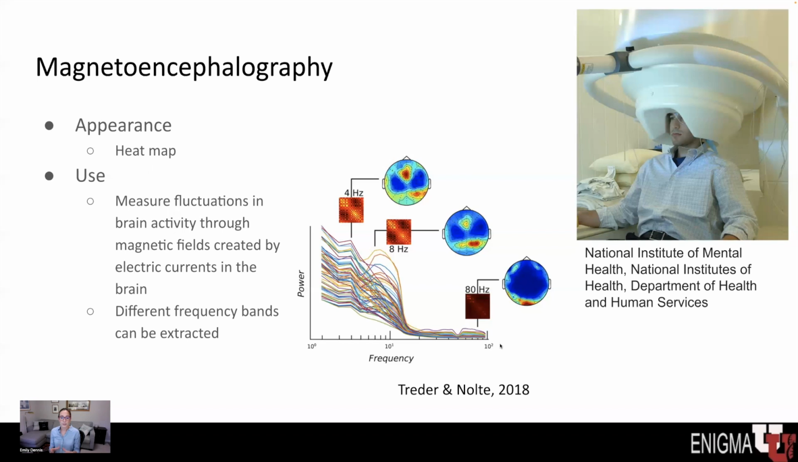And there are multiple different frequency bands that can be extracted from MEG readings. So what a frequency is just how quickly something is varying. So you can have slow frequency oscillations, you can have high frequency oscillations, and everything in between. And each of these can be extracted separately and can tell you something different about brain activity. So there are several different types of frequency bands that are commonly extracted.